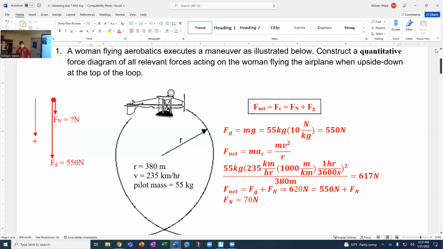So I know the net force is 620 because that's what I found from my centripetal force equation. I know her weight is 550 because that's what I found up above. And so I can subtract to find the normal force. So in this flight, the seat is actually pushing her down at 70 newtons. So does she need a seatbelt?